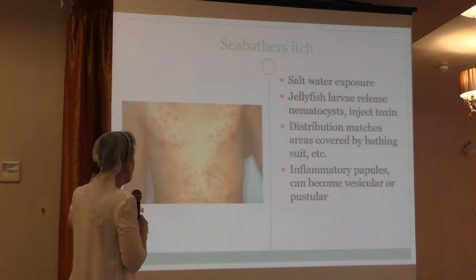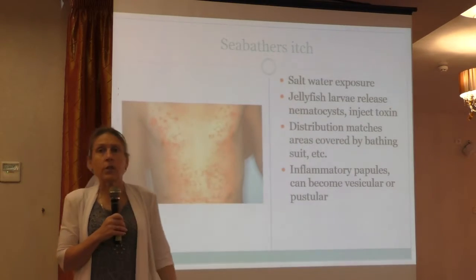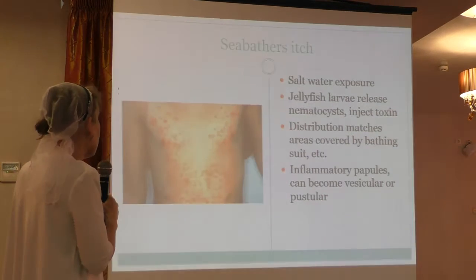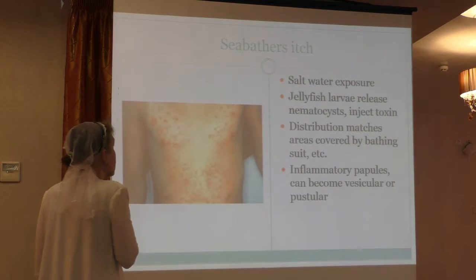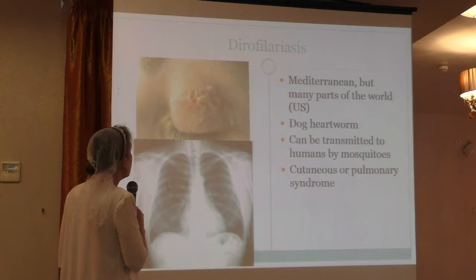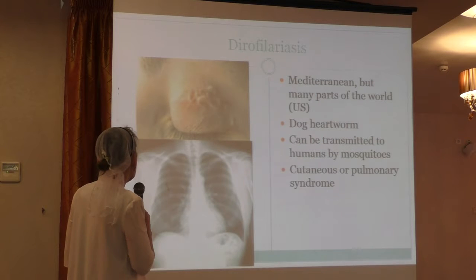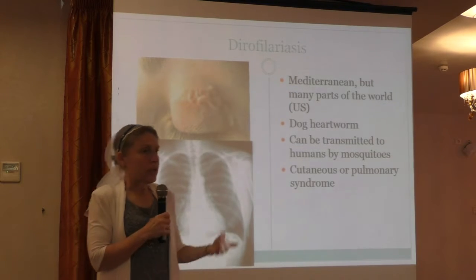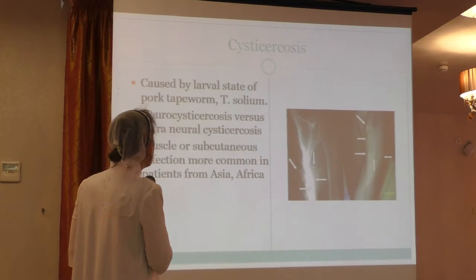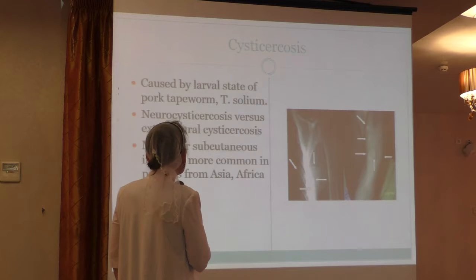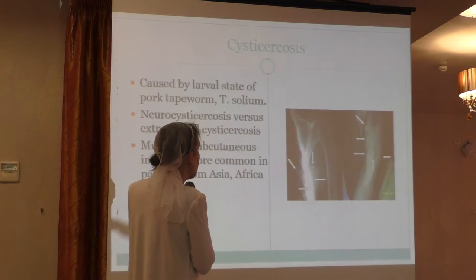This is sea bather's itch. People can get that here, from jellyfish off the Black Sea. I've seen a lot of them, and they cause inflammatory papules in areas under the bathing suit. Enterobiasis, never seen, don't know much about it, looks pretty yucky to me. Cutaneous, sitting there under the skin or in the lungs. Cysticercosis, here you've got larvae again in the muscle, or subcutaneously, and you can see pictures of them.